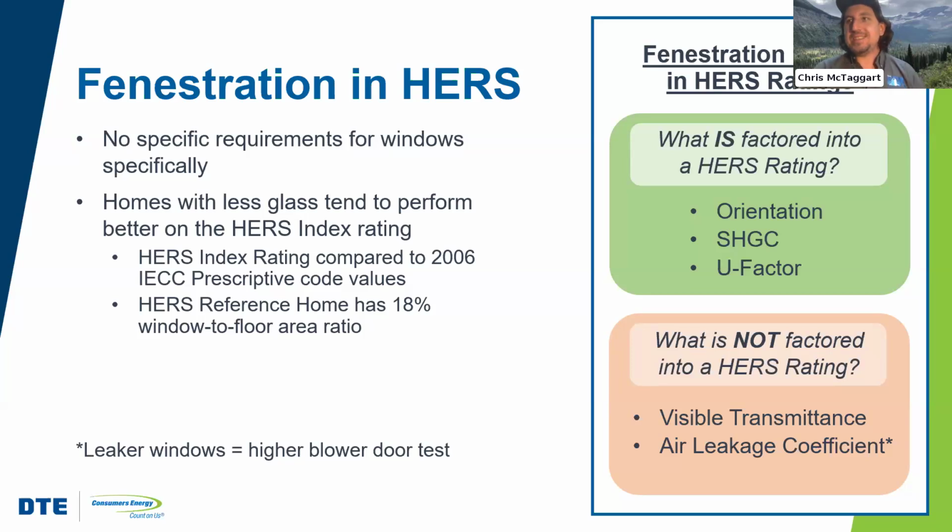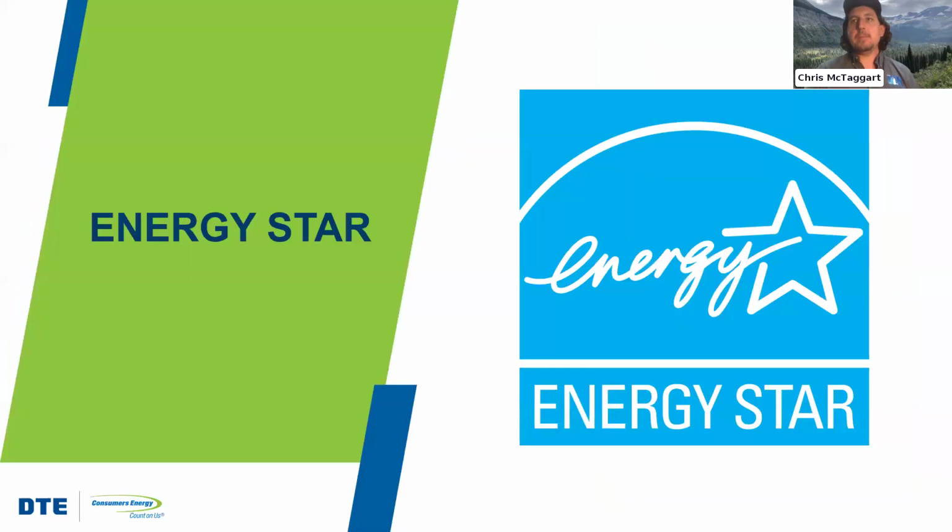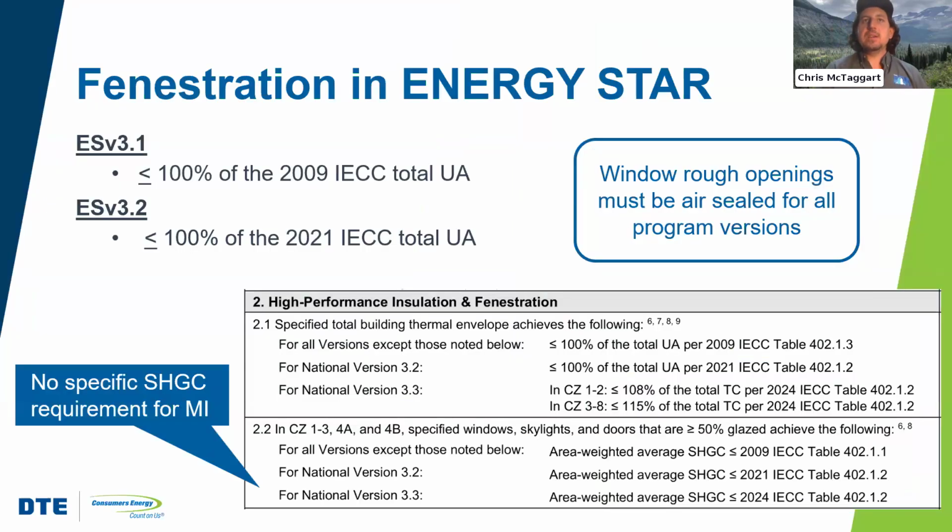Air leakage coefficient is not directly related to it, but leakier windows will impact your blower door score. For Energy Star homes, version 3.1, which is the program that is required for participation in the DTE and Consumers New Homes program, we have to meet version 3.1. And that just requires a total UA compliance for the whole building equivalent to the 2009 IECC. Again, windows are part of that consideration, but so are walls, ceilings, floors, etc. So you have enough wiggle room there.